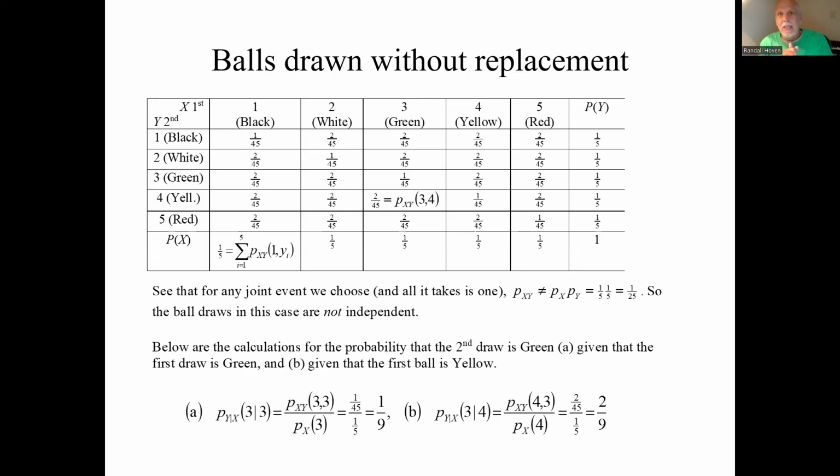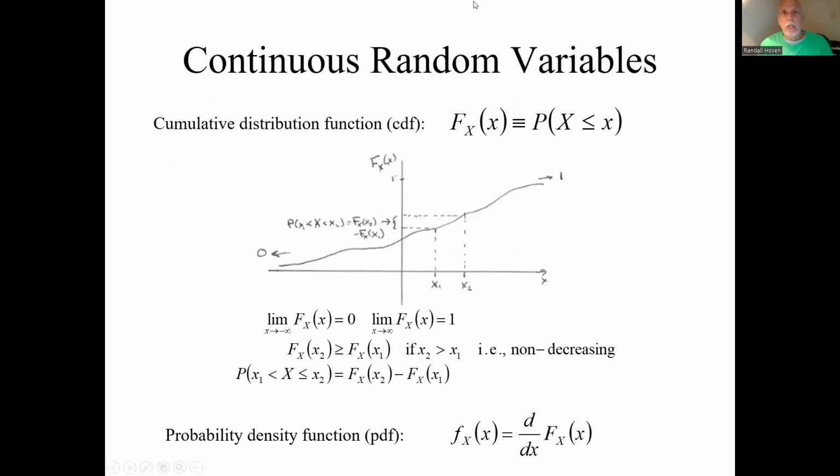Anyway, that is the concept of joint distributions. Next, we're going to get into continuous random variables. Everything we've been doing up to now is things like coin tosses, card draws, balls in an urn, stuff like that. Anyway, that's that.